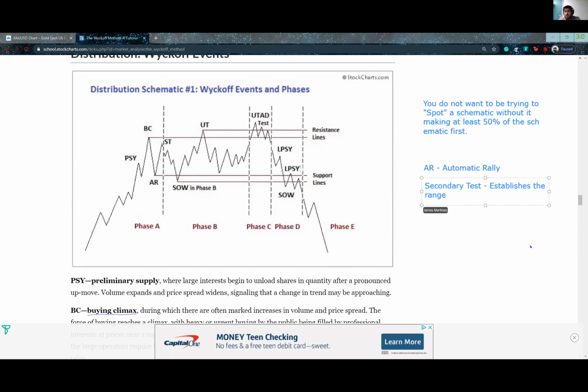So if the ST pushed above the BC, so if the secondary test pushed above the buying climax, would that negate this being consolidation? Yes, because at that point, if the secondary test pushed up above the buying climax, unless you saw something later on that established the range, that's not a range, right? Because you're not staying within your boundaries. So essentially, the AR and the BC are your boundaries. If the ST goes above the BC by like 5 pips, you don't really have to pay attention to that. But when it just blasts above it, then yes, it would be negated.